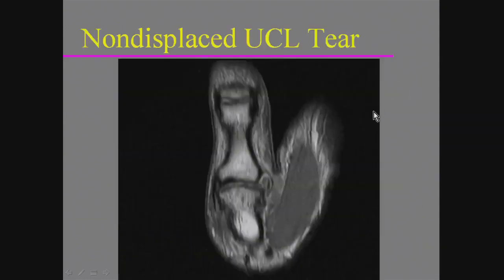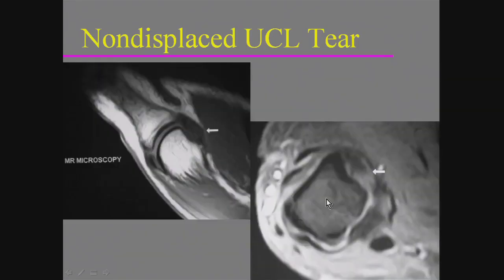Some examples, so here's a couple of non-displaced ulnar collateral ligament tears. Coronal intermediate weighted image. Here's the adductor aponeurosis. There's nothing that's flipped superficial to it. Here's the ulnar collateral ligament coming up here. Here's the tear right at its phalangeal attachment. Non-displaced ulnar collateral ligament tear.